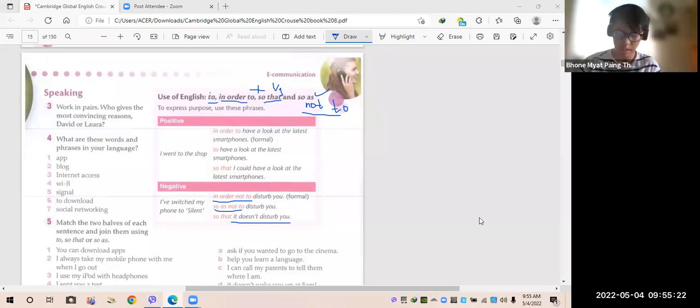I went to the shop in order to have the latest laptop. I went to the bookshop to get the latest book. I went to the cinema so that I could have a look at the latest movies. I charge my laptop so as not to lose battery from it. Thank you. So you can choose the next one.